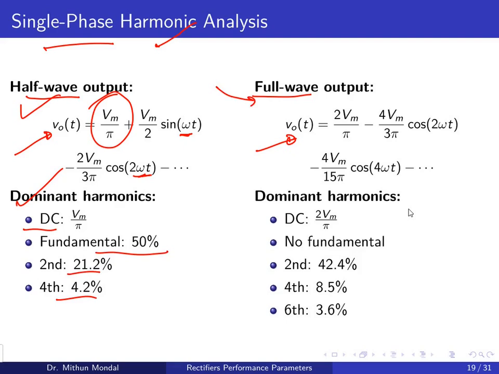In full wave, the DC is 2 Vm by pi, which is double that of the half wave. There is no fundamental here in full wave, and the dominant harmonics are second, fourth, and sixth, in the percentage of 42.4%, 8.5%, and 3.6%.